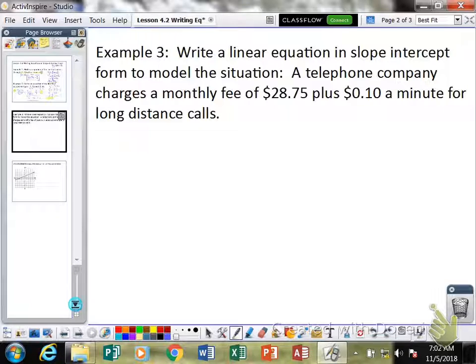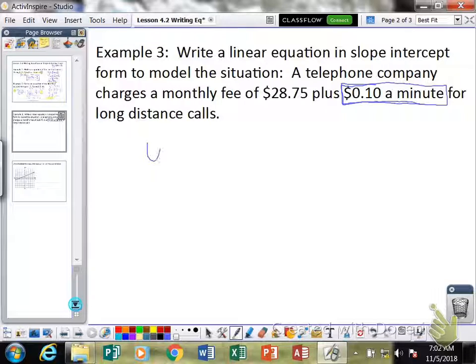So maybe one time I talk to somebody long distance and it's 5 minutes, and then the next time it's 10 minutes. So that could change. So that's where your variable wants to go. Because this is changing, the 10 cents per minute, that is kind of your slope. It's that constant rate. So it's 10 cents per minute.